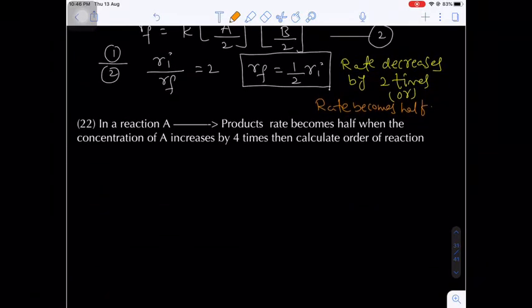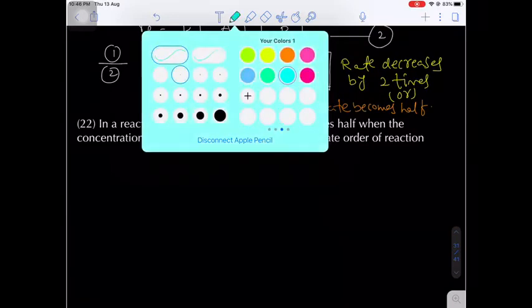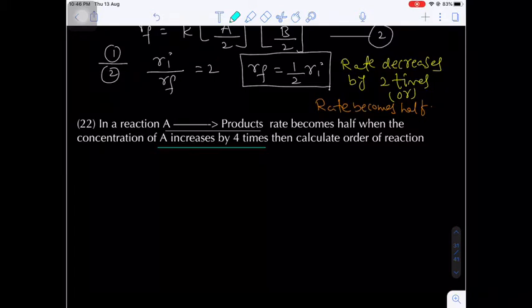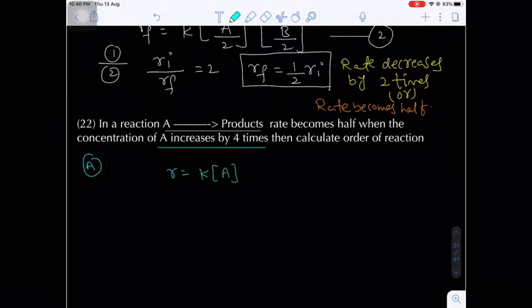Okay, now question number 22. What is given in question number 22? In a reaction, A gives products. The rate becomes half when the concentration of A increases by 4 times. Then find the order of the reaction. First of all, here R is equal to K into A to the power X. Remember, irrespective of the stoichiometry given, we have to take the exponent of the concentration term as, let's suppose, X.